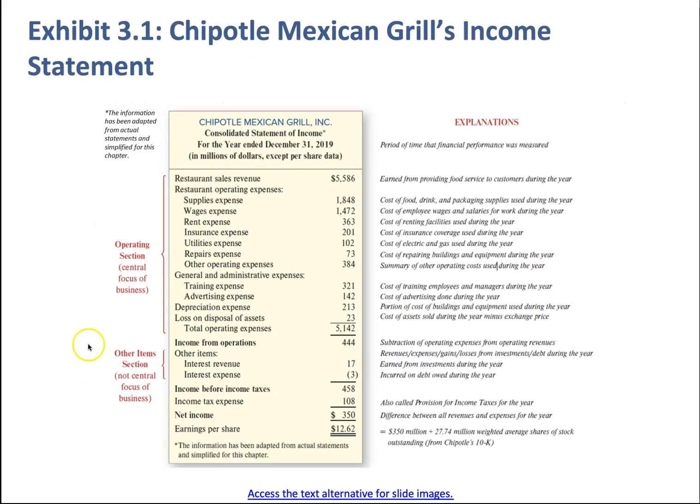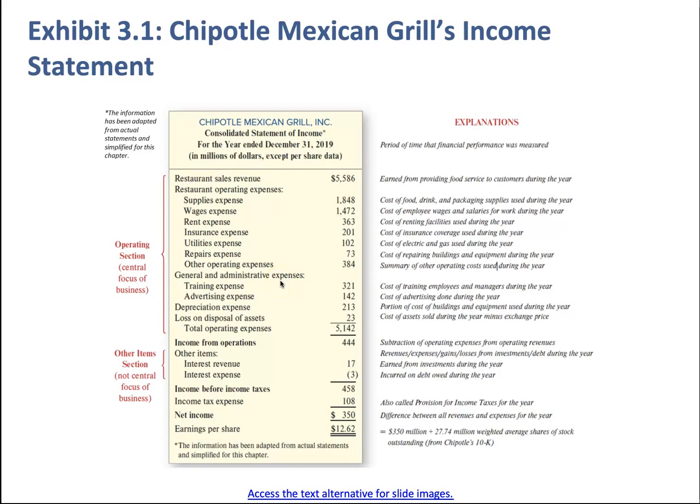So when you review this income statement again, you will find that it has a relationship. We start with the sales revenue, and then we classify the expenses into operating expenses, general and administrative expenses, and then loss on disposal of assets, right? What are operating expenses? These are expenses related to the day-to-day sales of food for Chipotle. The general and administrative expenses are the expenses related to the management of the company.